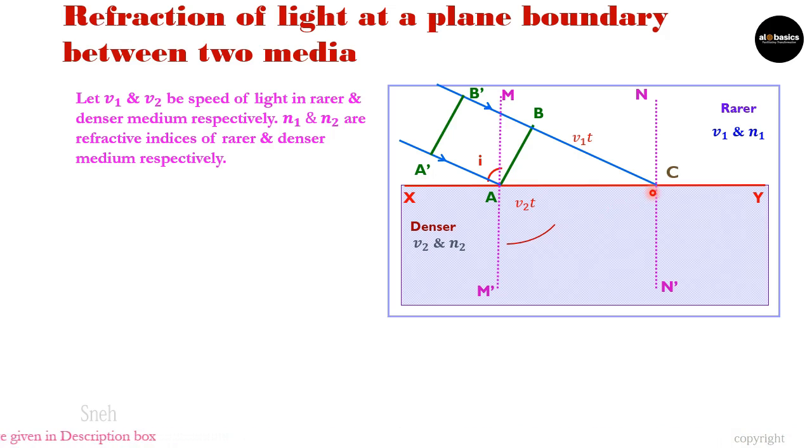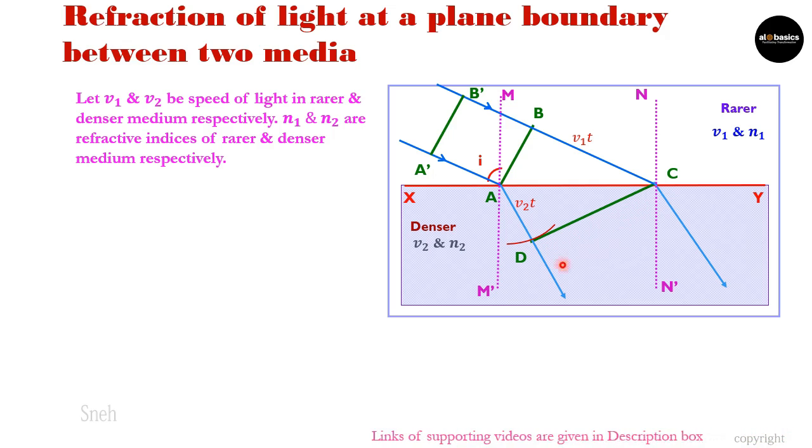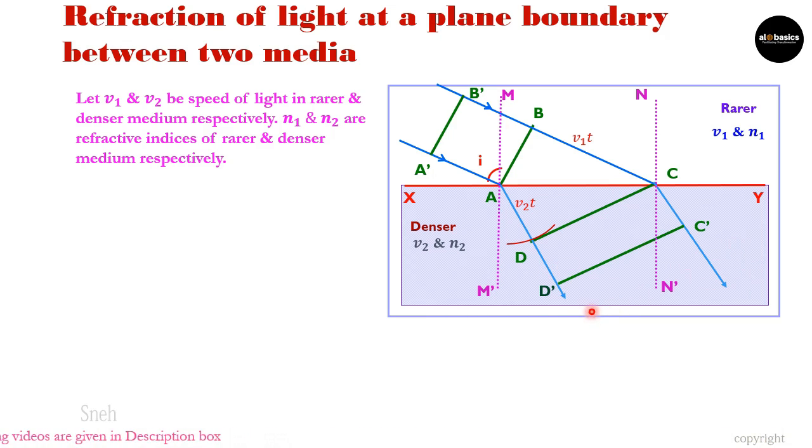So here, first of all, I'll draw these perpendiculars to the surface, and then I'll draw a tangent to that surface, and that tangent is CD. CD is the new wavefront after time t. Here time was 0, here time is t, and this CD wavefront will travel further as a plane wavefront, and we get that as C'D'.